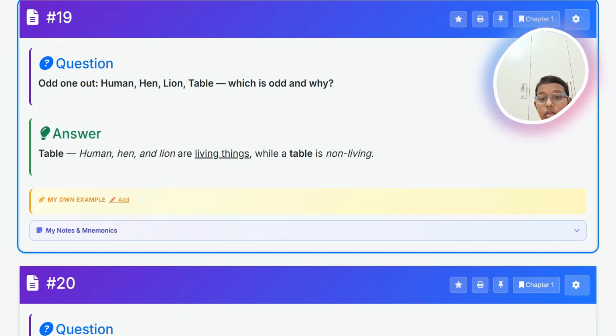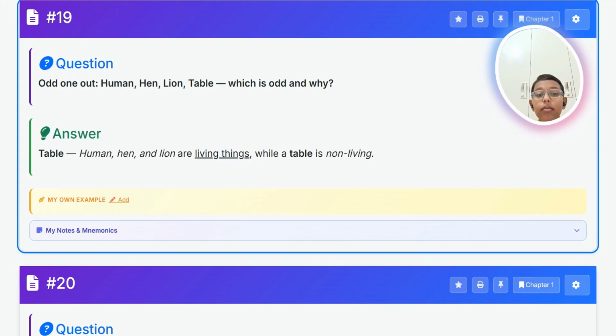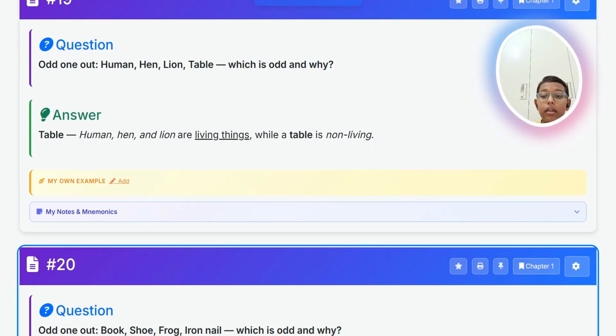Odd one out. Human, hen, lion, table. Which one is odd and why? Answer: table. Human, hen and lion are living things, while a table is non-living.